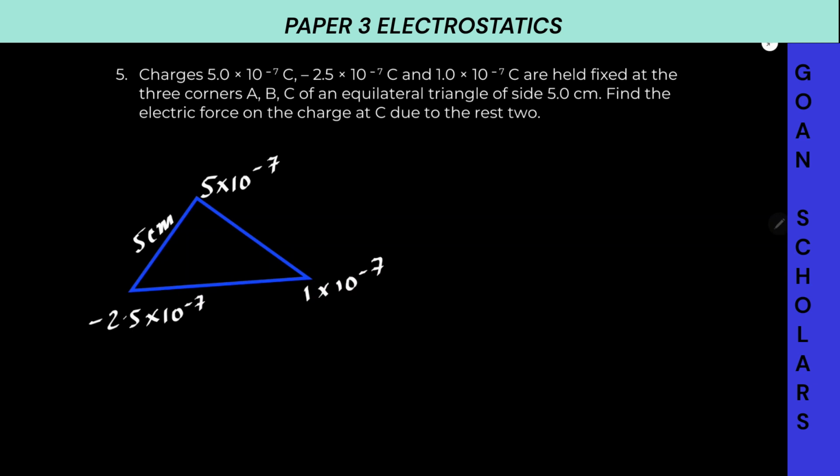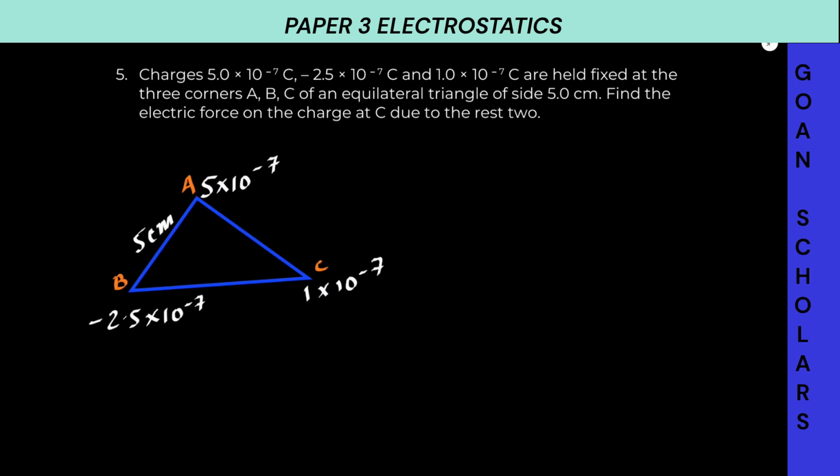Okay, so let's go in the same order as they are saying: A, B, and C. Correct? So at A, B is minus 2.5 and C is this 1 into 10 to the power minus 7. Correct? We have to find what? Force. Now, if you are finding the force on C due to A and B, because they are the only ones who will influence C, right?